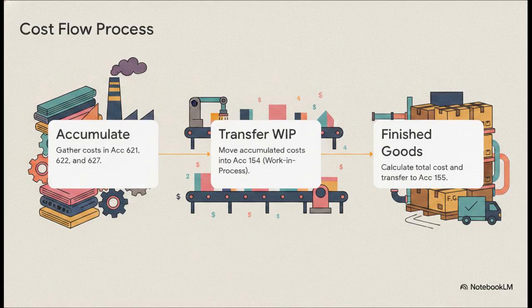Here's how the formula flows. All the costs we just incurred in 621, 622, and 627 are transferred directly into account 154, work in process. To find the total cost of finished goods, we take the opening work in process inventory, add in all those brand new costs we just transferred, and then subtract the closing work in process inventory that's still sitting unfinished on the factory floor. That final amount is then transferred to account 155, finished goods. It's just a perfect logical pipeline.